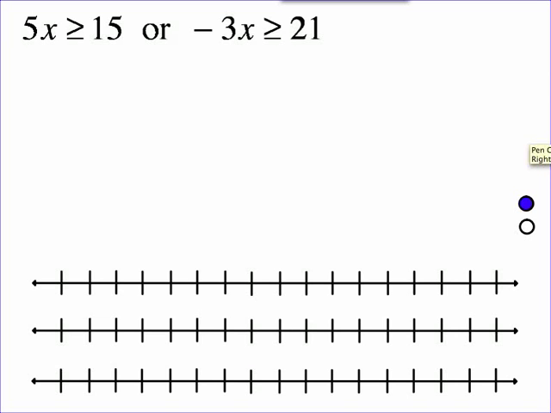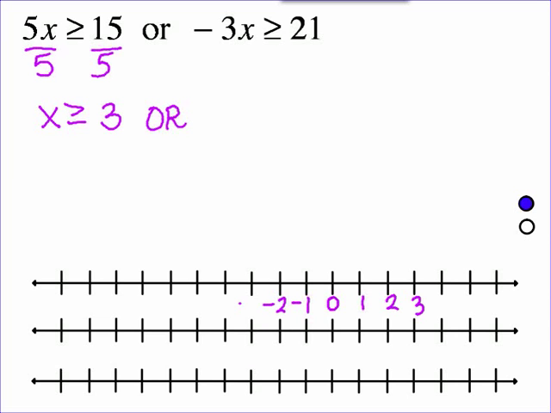5x is greater than or equal to 15, or -3x is greater than or equal to 21. So what's the first thing I do? Divide by 5. So I get x to be greater than or equal to 3, or. Okay, so let's go ahead and graph x is greater than or equal to 3. So 0, 1, 2, 3. Next, what circle on 3? Closed. Which way am I gonna shade? To the right. So the first one I'm gonna do, there you go.